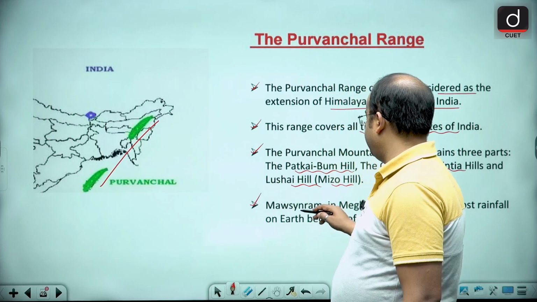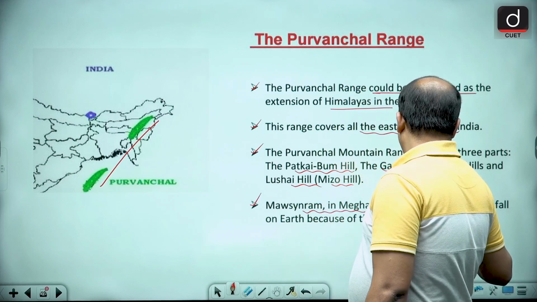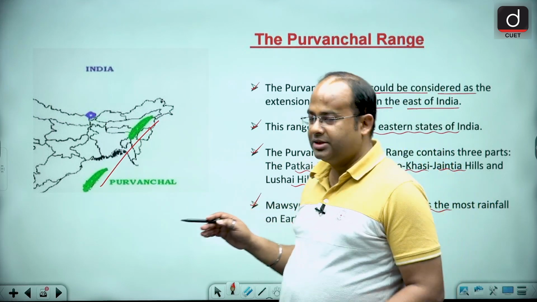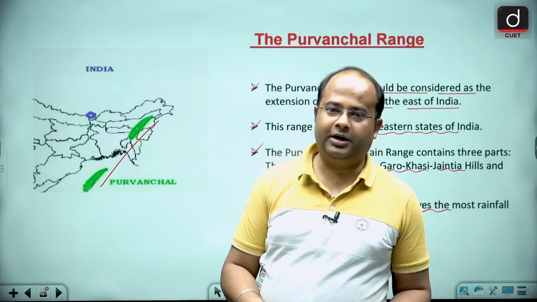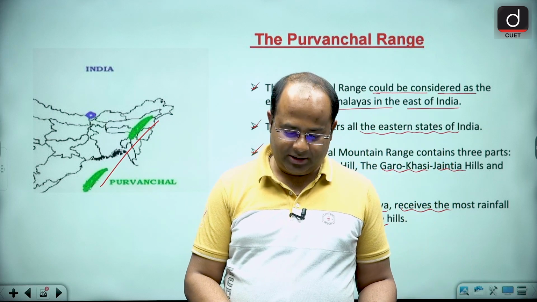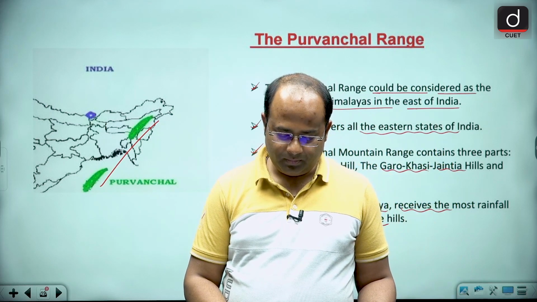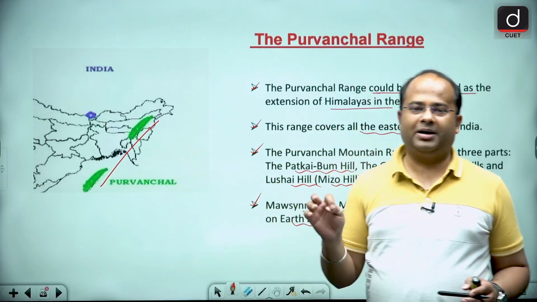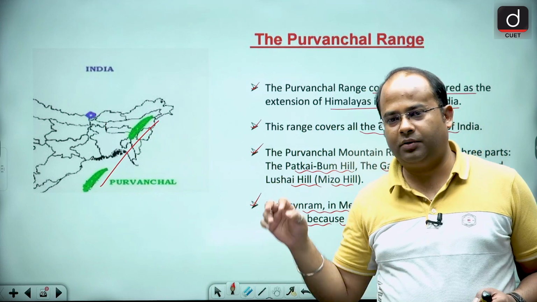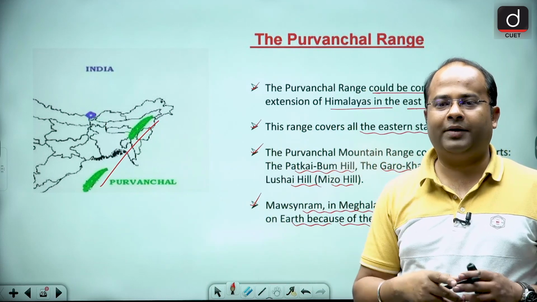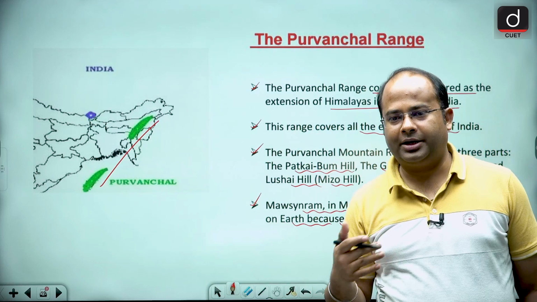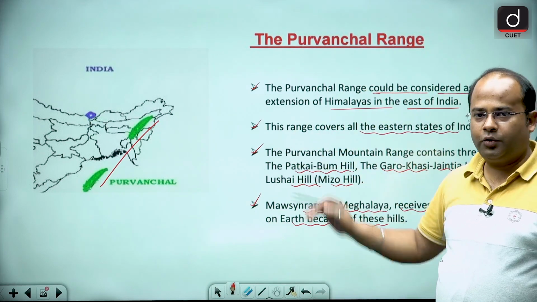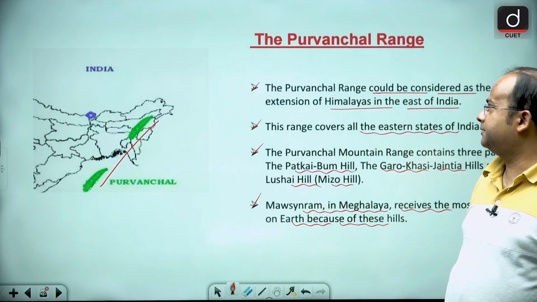And Mawsynram, located in the Meghalaya region, receives the most rainfall because of these hills. Because of these hills, you will find orographic rainfall, due to which Mawsynram becomes the rainiest place in the world. Orographic rainfall occurs largely here. So I hope it is clear to all of you about the Purvanchal areas.